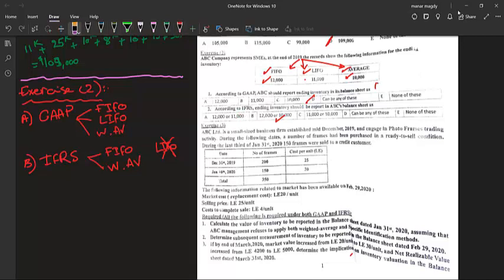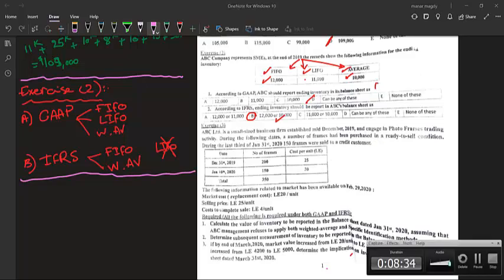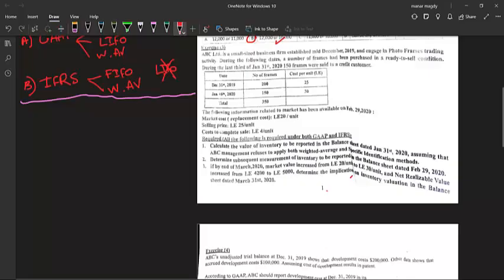And 11,000 or 10, it includes LIFO, so it is incorrect. It can be any of these or none of these, so our choice is number B. Okay. Let's continue. We're going to continue here. Exercise 3.